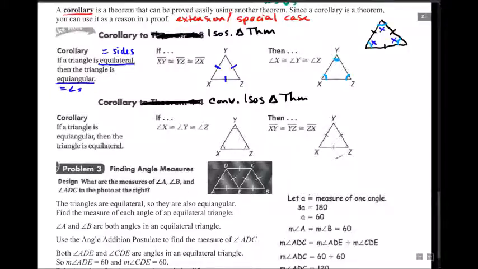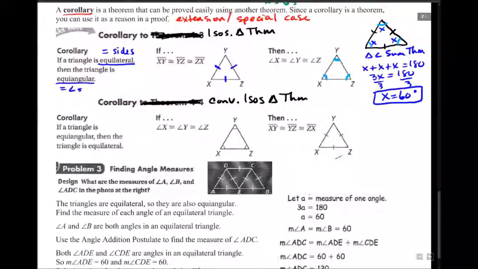How much does the next one measure? X degrees. If we use the triangle angle sum theorem, didn't think we were getting away from that one, did you? Then I can say x plus x plus x equals 180. So 3x equals 180. Divide both sides by 3, and x equals 60 degrees. This is true for every equilateral triangle.